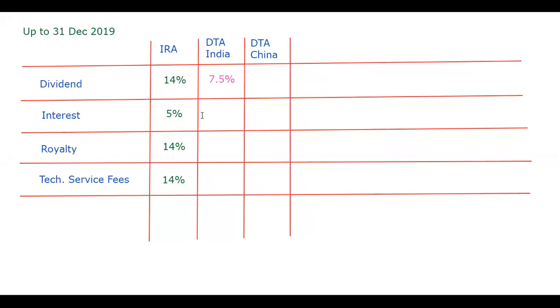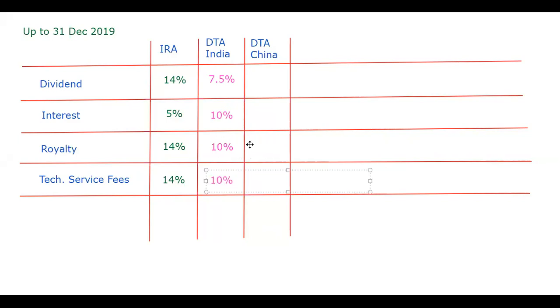Then the interest 10%. Royalty 10%. Then technical service is also 10%. Then you know that these are the rates as per the DTA, right?